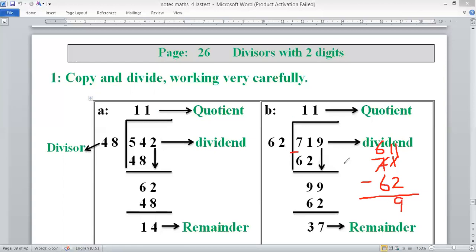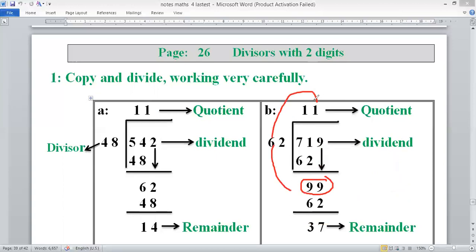Here there is no need to add 0. Just copy this 9 here and shift this 9 down, you get 99. Now divide 99 by 62. Again we multiply 62 by 1. 62 ones are 62. So we subtract from 99. 9 minus 2, 7. 9 minus 6, 3.